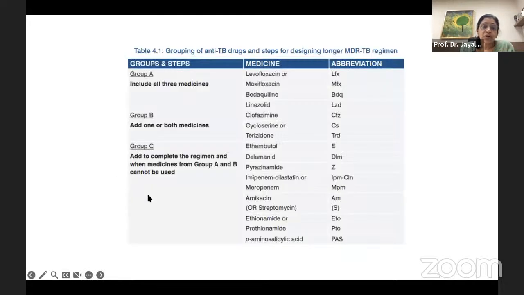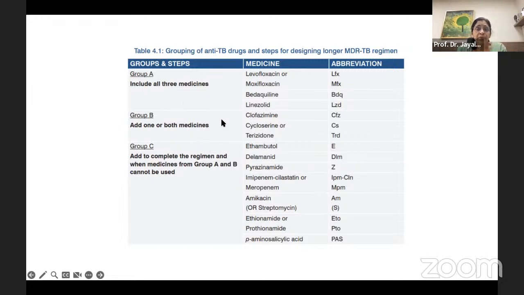Now we come to the tuberculosis guidelines. When we come to the treatment of multi-drug resistant tuberculosis, we can include medications from group A: levofloxacin, moxifloxacin, bedaquiline, linezolid. Then there is group B: clofazimine, cycloserine or terizidone. And group C: ethambutol, delamanid, pyrazinamide, imipenem, meropenem, amikacin. So we have classified all the medications available for TB into three groups, depending on the sensitivity or how powerful these anti-TB medications are. This is specifically for the treatment of multi-drug resistant tuberculosis.